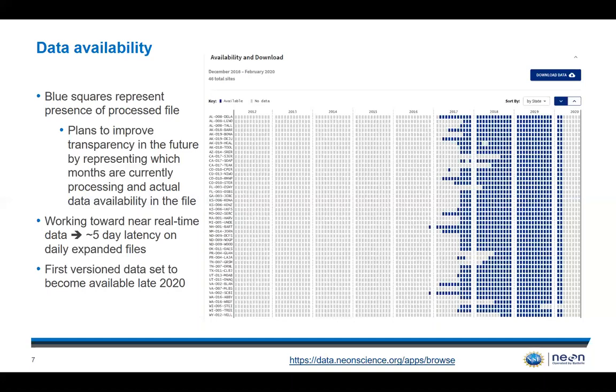Though we are in the process of optimizing the surface atmosphere exchange processing pipeline to provide near real-time data with expanded daily EC files expected to be available at a 5-day latency in order to be able to perform the planar fit correction and science review flag generation. In addition, I'd like to point out that our first fully versioned dataset is expected to be available in late 2020.